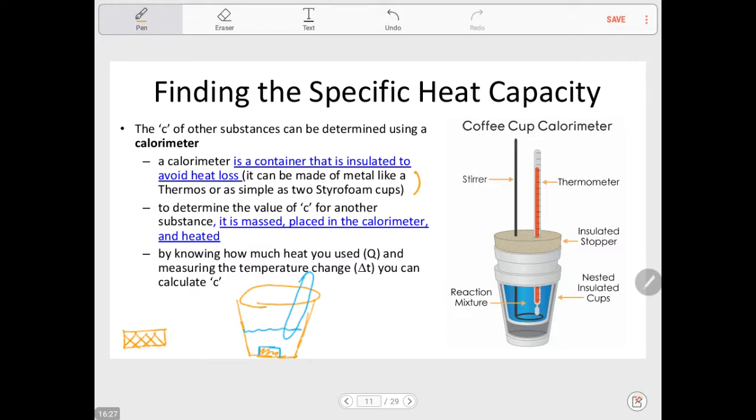Now what's going to happen is that hot metal has more energy than the water. That energy will be given off and transferred into the water itself. And this is a way of finding out how much energy the metal had. Through these calculations, this Q equals MC delta T, I can figure out how much energy the water gained.